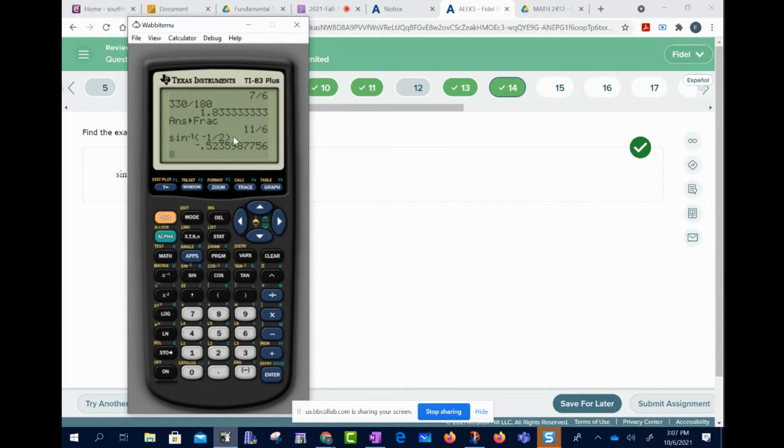Boom. It's going to give me that, which is probably negative pi over 6. If you want to double check, you can go like this. Yours came up with negative 30? Okay, because you know why? Yours is in degrees, right?